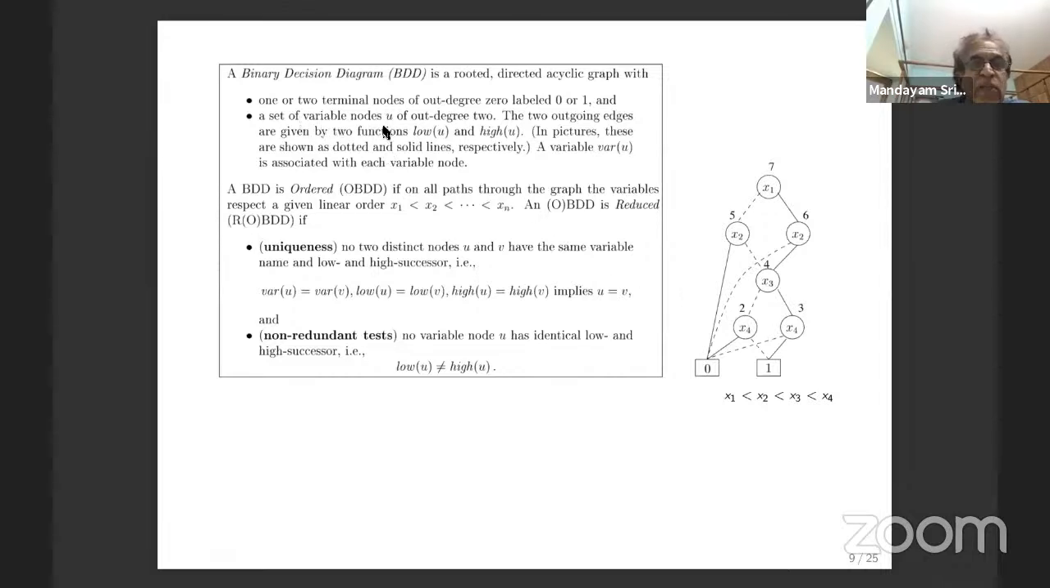Then there is a set of variable nodes u with outdegree 2. The two outgoing edges are given by the two functions, low(u) and high(u). Here I've given a unique ID label to each of the nodes, with ID 0 given to the constant node 0 and 1 given to the constant node 1. Each node has a variable associated with it, which we assume is given by the function var(u).